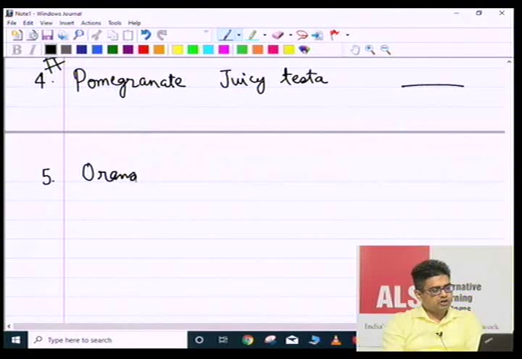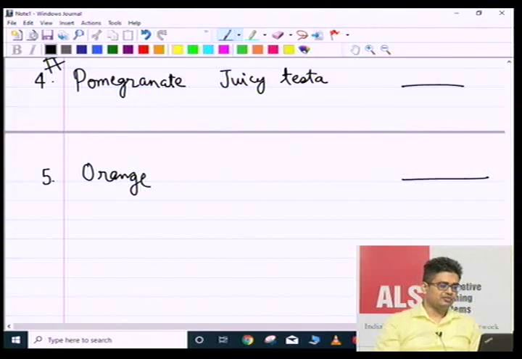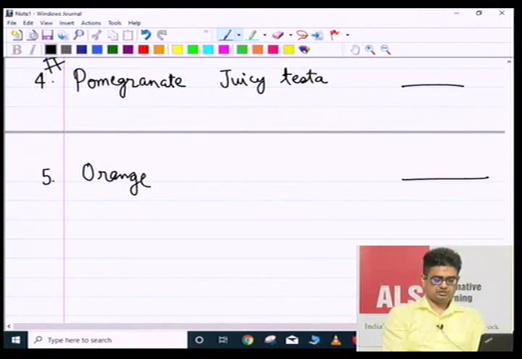Then orange. What is the edible part? The fruit type of orange is hesperidium, but I'm leaving it. Orange. What is the edible part? Anybody? No one wants to answer these questions. Nobody? Okay, in orange, we eat the juicy placental hair. Juicy placental hair. No, not the mesocarp.